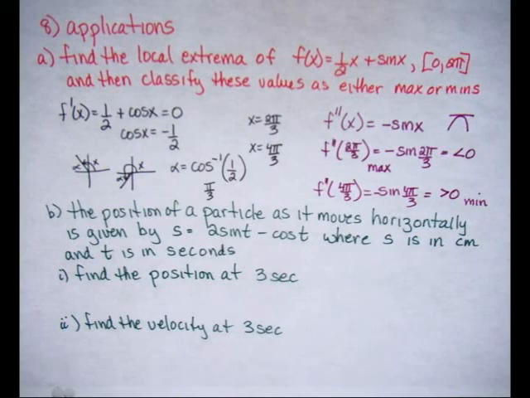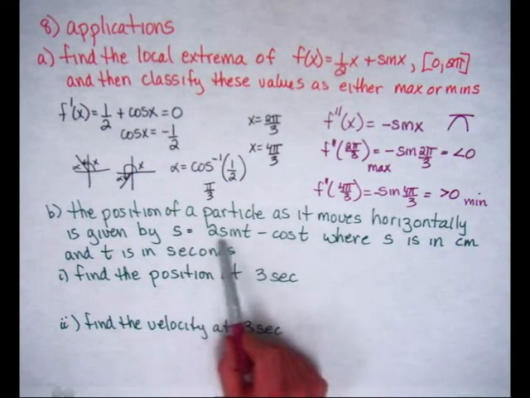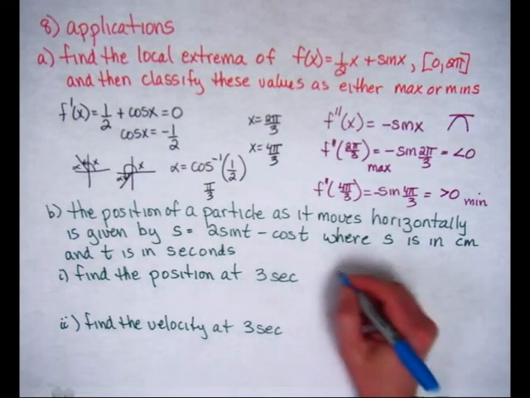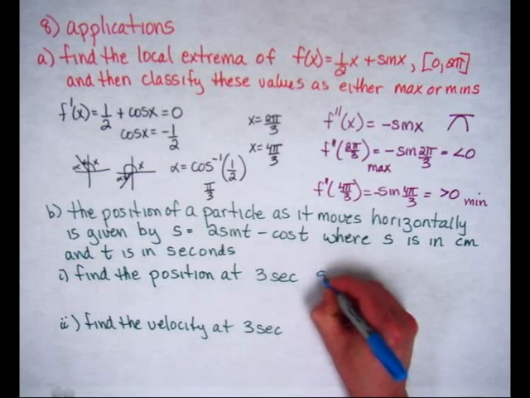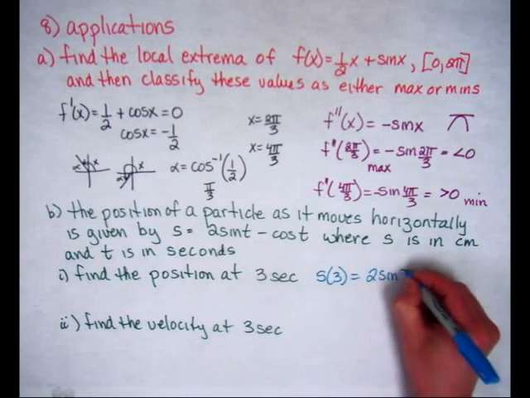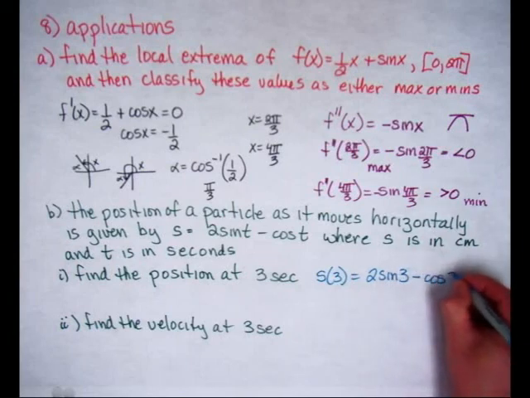And for our last example, we're going to do an application of velocity. You may recall we did a section in this course on velocity and acceleration. We have the position function of an object. We're told that a particle is moving horizontally, and its position s is given by the following trig function, where s is in centimeters and t is in seconds. The first question says, find the position at 3 seconds. Well, the position is just s, so we're being asked to find s at 3. So that would be 2 sine 3 minus cos 3.